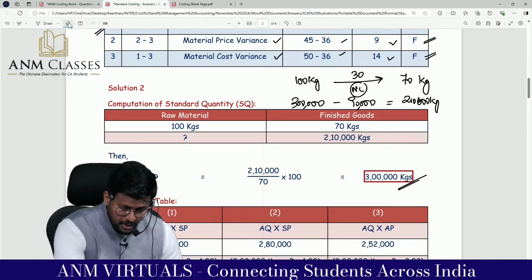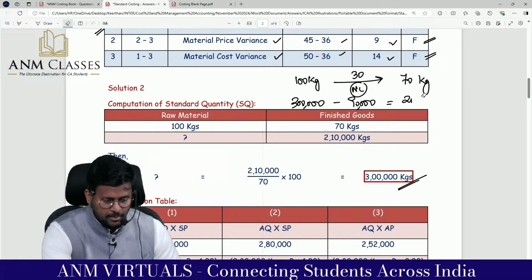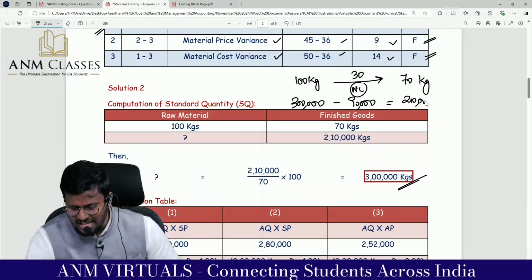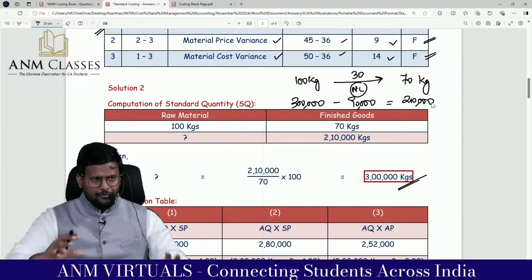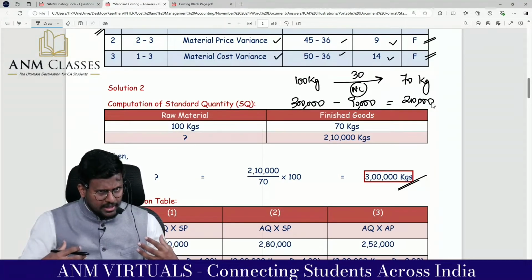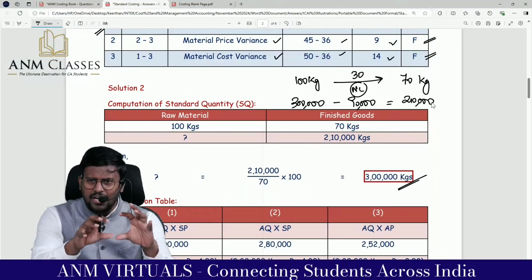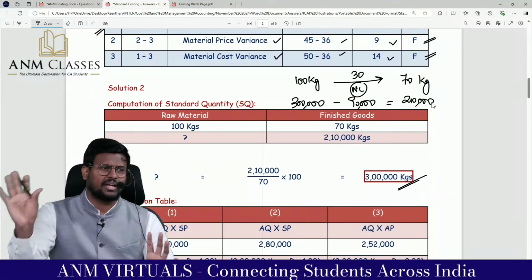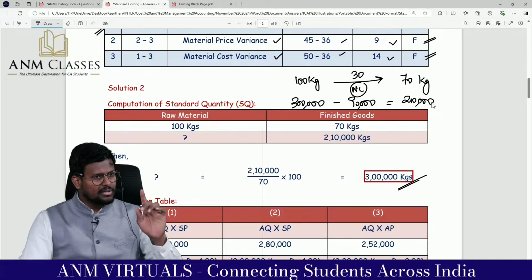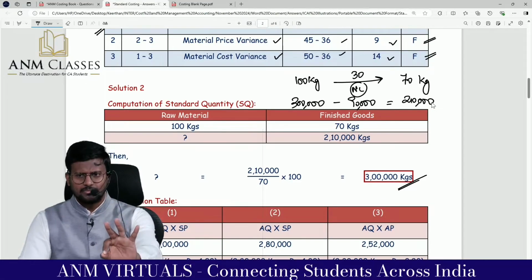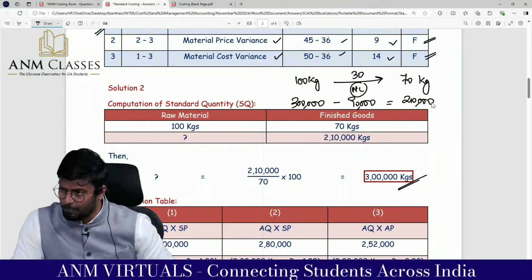Are you all really with me? My reverse working is exactly matching. So my standard quantity: if I get 2,10,000 kg output, the ideal quantity I should have put in should be 3 lakh kg. Anyone in this world who manufactures has to put in 3 lakh kg.